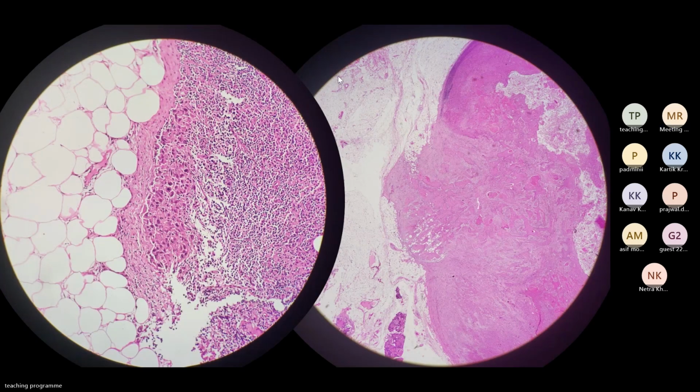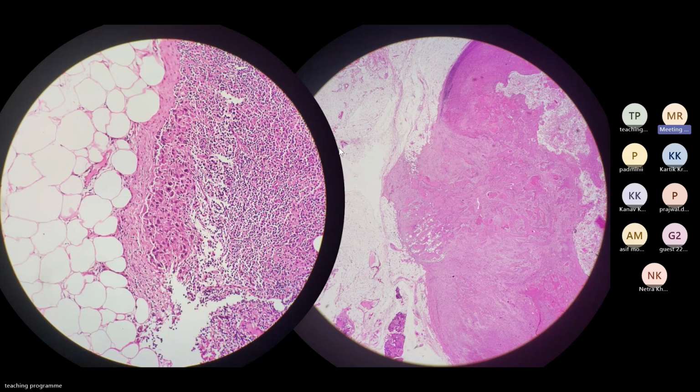Higher power. Now, this is a higher power from a metastatic lymph node. This is where we first detect the metastasis. So this is a subcapsular sinus. This thick part is the capsule, and below that we have an island of tumor. So during the lymphatic drainage, the metastatic cells first come to the subcapsular sinuses and then spread.